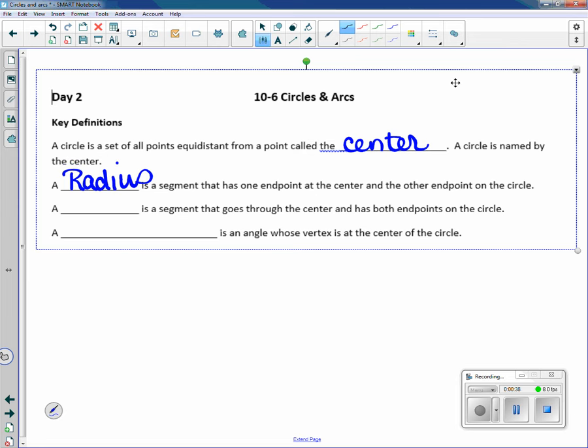All right. And a blank is a segment that goes through the center and both endpoints are on the circle. What is that called? Diameter. Good.